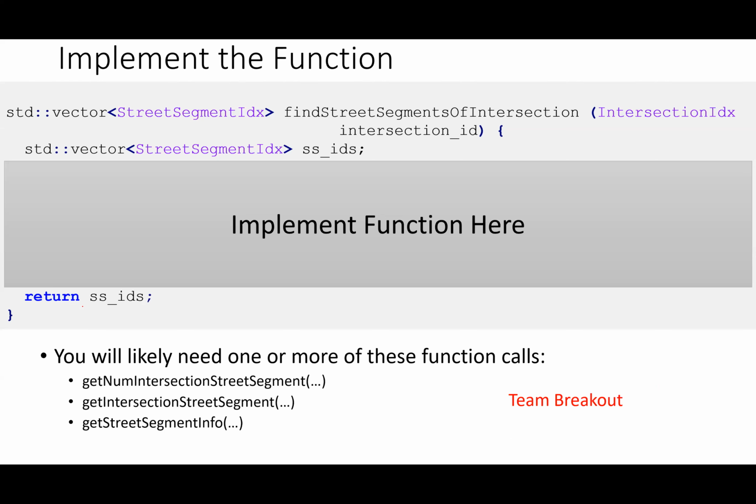Okay, so we're going to implement this function. I'm going to give you a few minutes to take a crack at this. Here's, again, what the interface is. We're going to pass you an integer that is an intersection ID. I'm going to give you this, right?